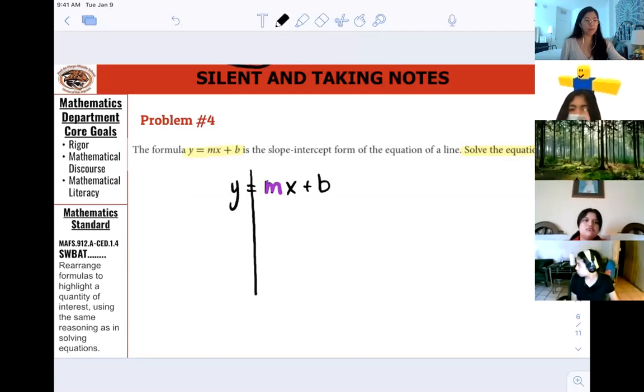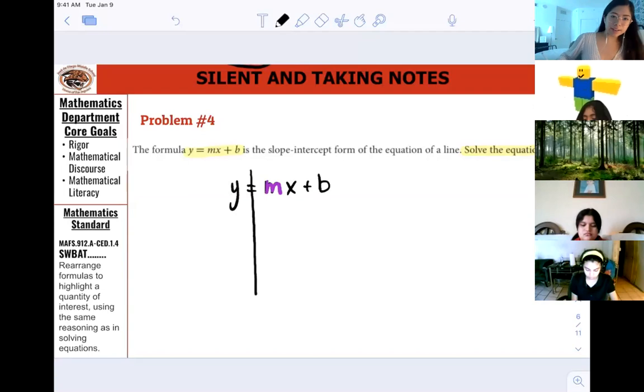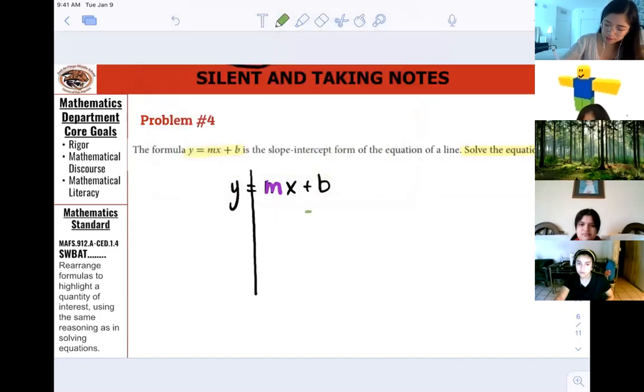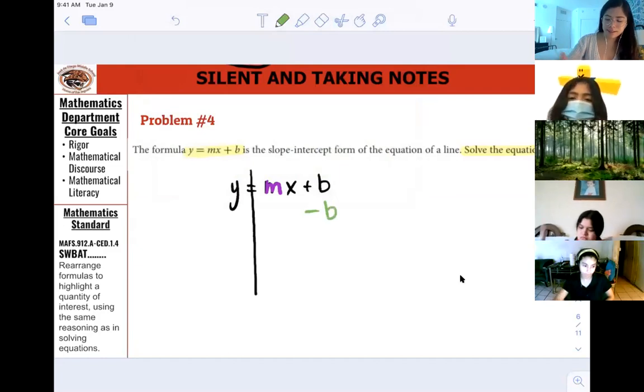Multiplication. We get rid of the multiplication first? Oh wait, yeah, it's backwards. It's addition, exactly. We kind of want to think about it a little bit backwards. So before you can get rid of the x, first you want to get rid of the b. What operation can I use to get rid of my b? Subtraction. Exactly. So I'm going to subtract b on both sides.